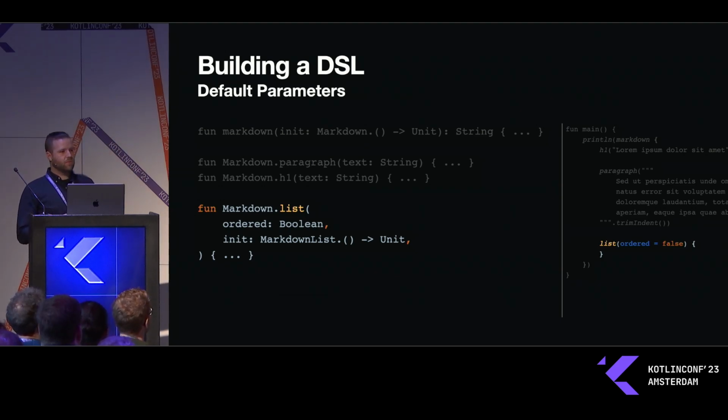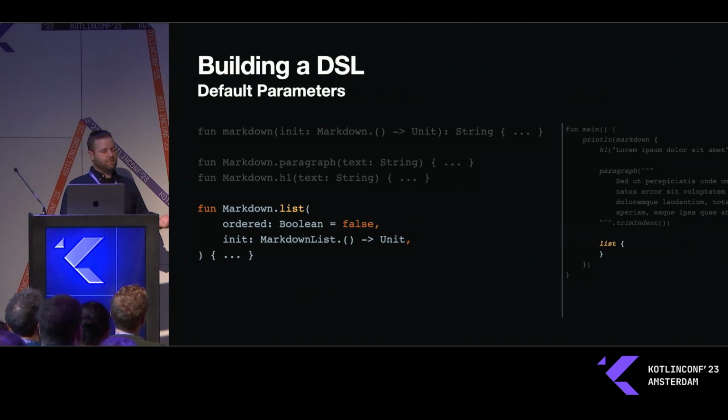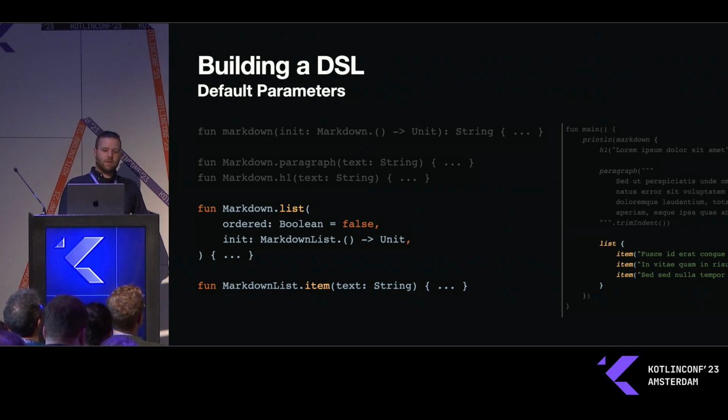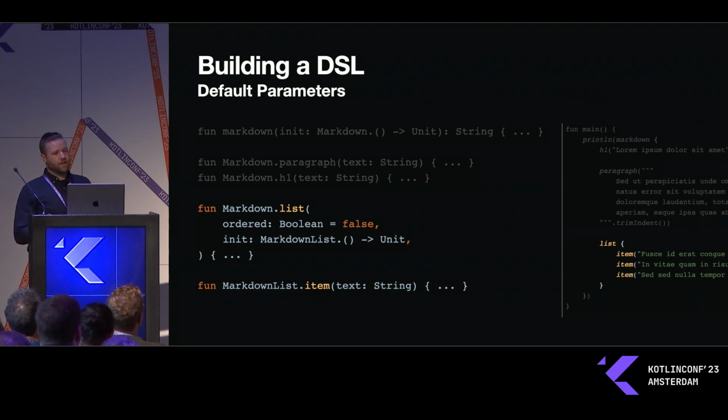Lists in Markdown can be either ordered or unordered. And so we'll need to have a Boolean passed as a parameter before we open up another scope of Markdown list. And so this means that we'll always have to provide a value for ordered. But with default parameters, we can move that value to the function itself to say that this is by default an unordered list, and if you want it to be ordered, you'll have to say ordered equals true. And then we can add an item function within the Markdown list scope to allow us to build items into our list.